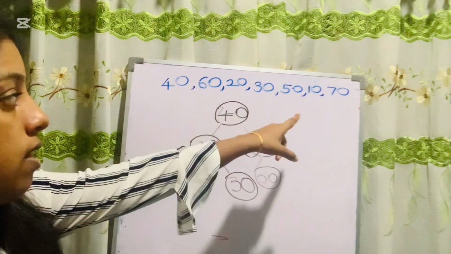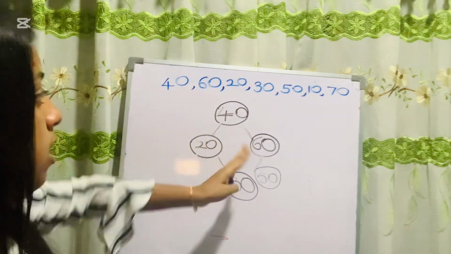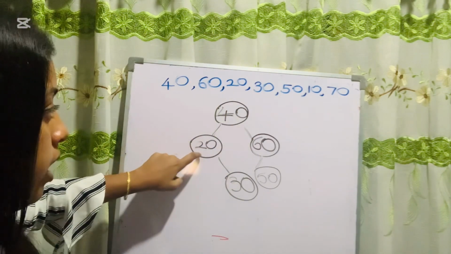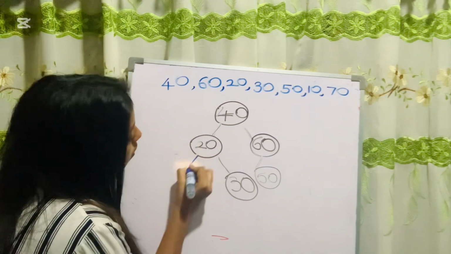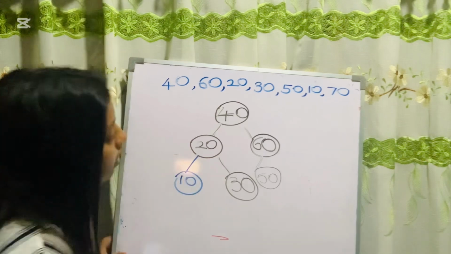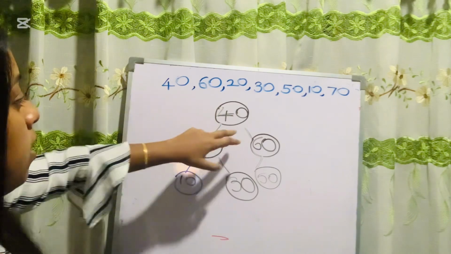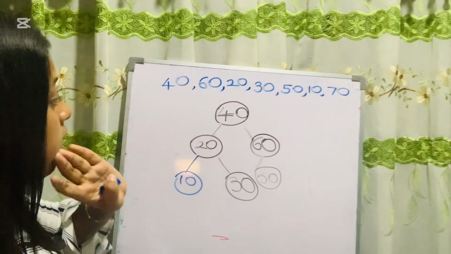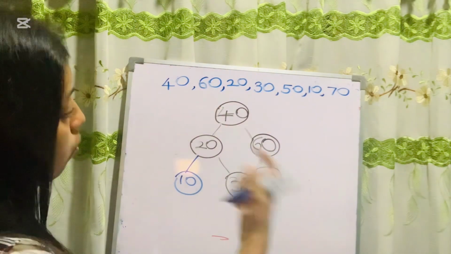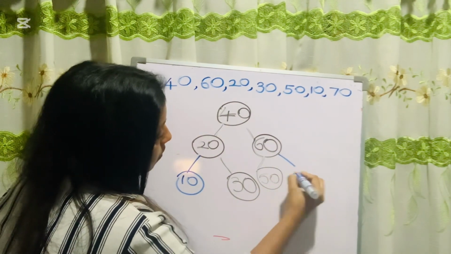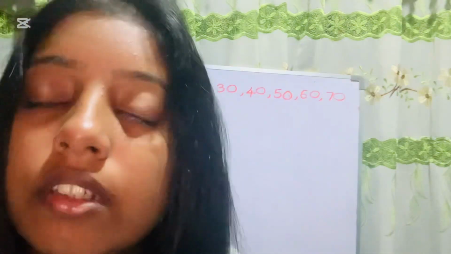Next we move on to our sixth element, 10. We compare it with the first element; it is less than 40, so it moves to the left side. Then we compare with number 20; it is also less than 20, so we move it to the left side of 20. Then we move on to our last element, number 70. We compare it with the first element, number 40; 70 is greater. Next we compare with number 60; 70 is also greater, so we move it to the right side. This is the binary search tree, a balanced binary search tree.